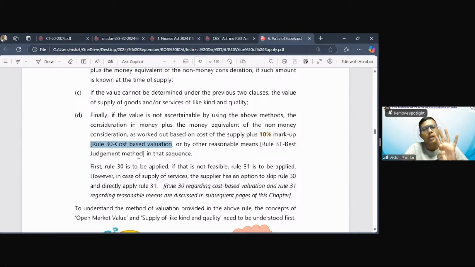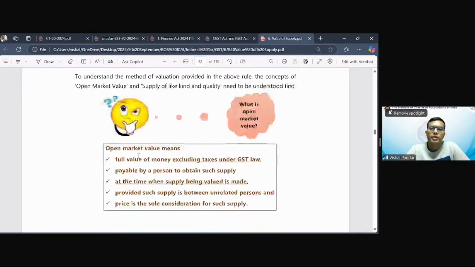So four types of rules are given in 27. First, my value to others. Second, whatever value I am receiving, try to find out the money worth of that. Third, fair market value. And fourth, which has two rules: one is costing, cost plus 10%, or within that, the residuary rule. I hope this is clear to everyone.